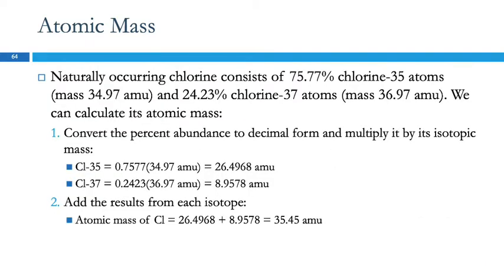So if we look at chlorine, 75.77% of chlorine atoms are chlorine-35. Chlorine-35 atoms have a mass that's very close to 35 atomic mass units, but it's not exactly. They have a mass of 34.97 atomic mass units. The rest of the chlorine, 24.23%, is chlorine-37, and those have a mass of 36.97. And so we can calculate the atomic mass, the average.